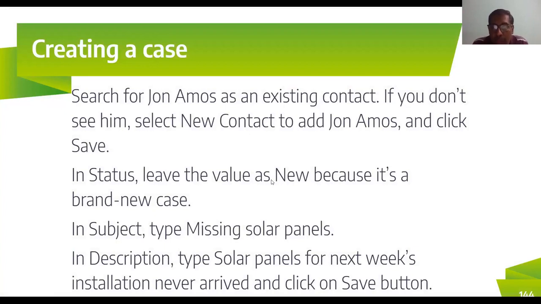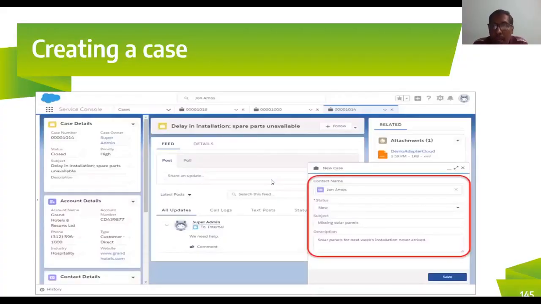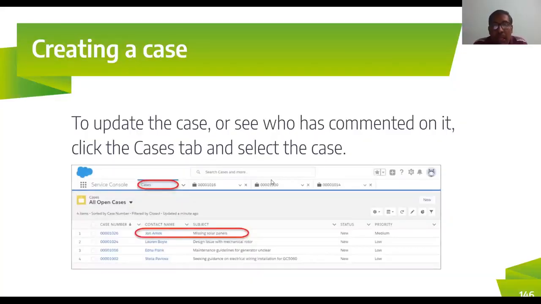If it is available, you're going to select it, and then for status you're going to say new, and then for subject you're going to say missing solar panel. For description you're going to say the solar panel which is to be installed never arrived. This is the information you're going to give. Once you enter, then click on the save button. After saving this, in case you want to update, go to cases, click on John Thomas, and then you can update it and save it.